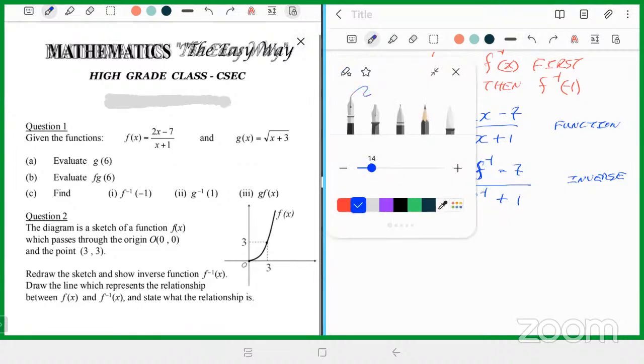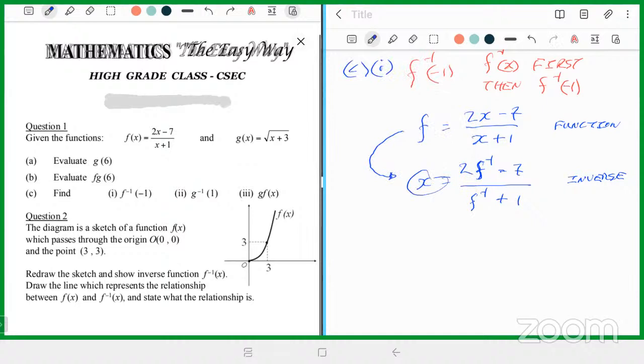Multiply it across by the x, and it becomes x times the denominator: x times f to the minus 1 plus 1. We'll call it cross multiply. That becomes equal to the numerator, which remains what it is: 2 times f to the minus 1 minus 7. Then it's a matter of expanding this. We could have done this by multiplying straight by the x, but let's go step by step. I'm going to expand this now.